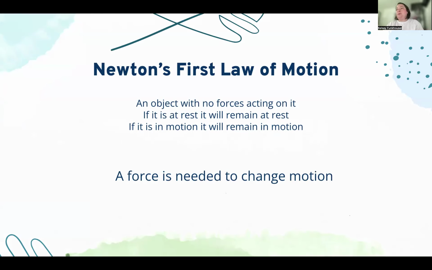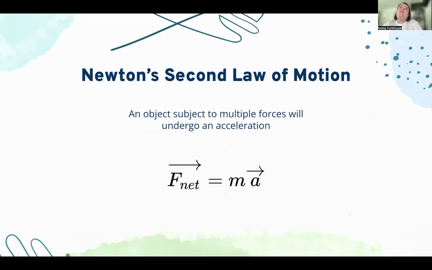So something can be moving just fine without a force acting on it, or a net force anyway. But if we want to change that motion in any way, slow it down, bring it to a stop, what have you, change its direction, it requires a force. Then Newton's second law of motion says an object subject to multiple forces will undergo an acceleration. So that's where we get this equation where the net force is equal to the mass times the acceleration. And this net force is also equal to the sum of the forces acting.